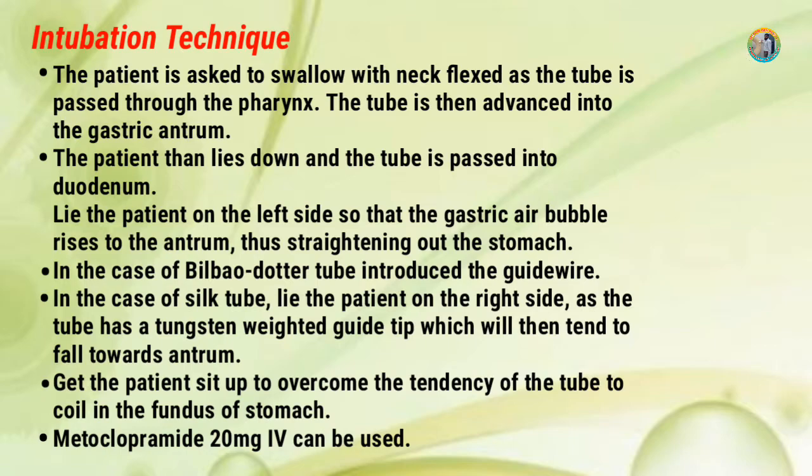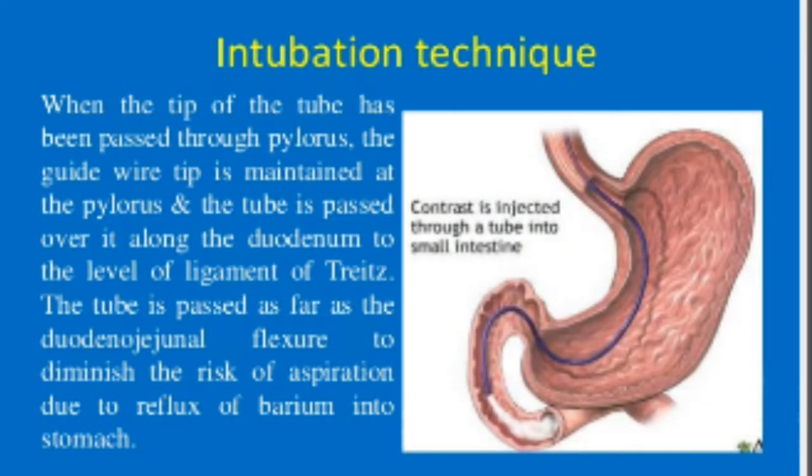Metoclopramide 20 mg IV can be used. When the tip of the tube has been passed through the pylorus, the guide wire tip is maintained at the pylorus and the tube is passed over it along the duodenum to the level of the ligament of Treitz. The tube is passed as far as the duodenojejunal flexure to diminish the risk of aspiration due to reflux of barium into the stomach.